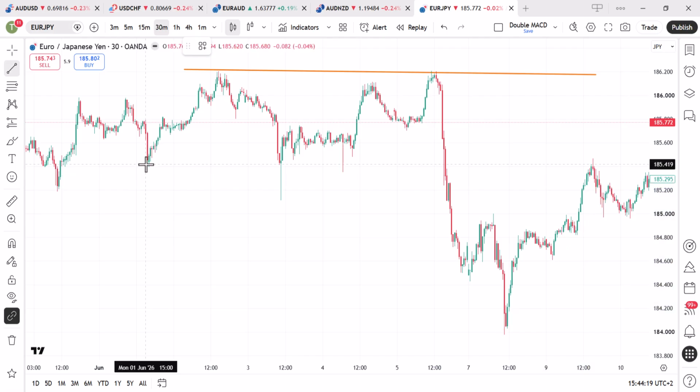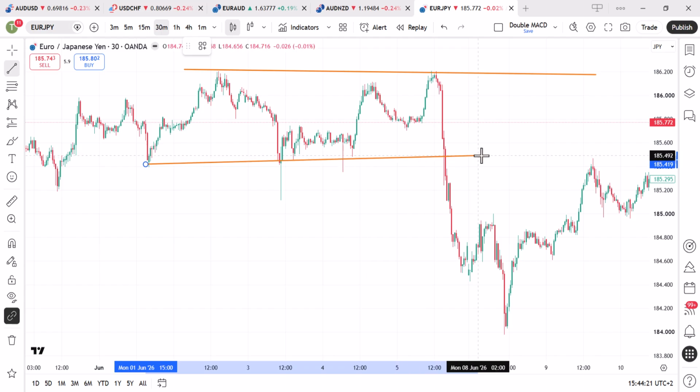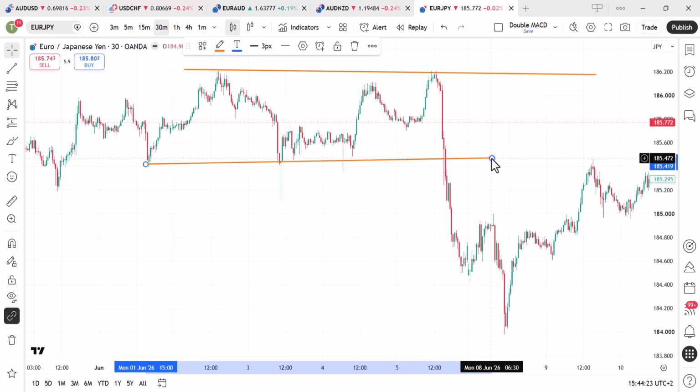Your line or zone can pass through candle wicks. Try to avoid cutting through the candle bodies. And remember, support and resistance are usually better drawn as zones rather than one exact price level.